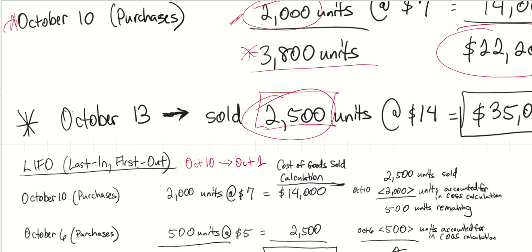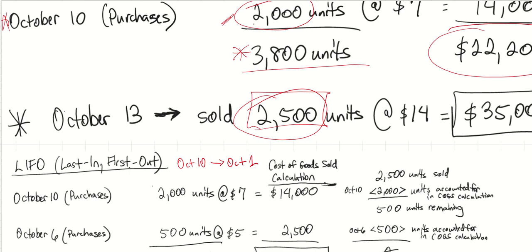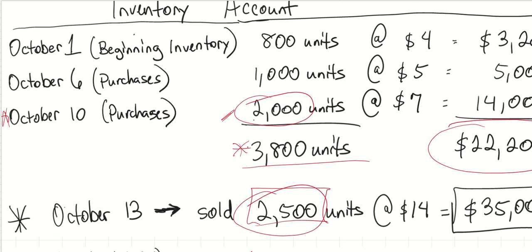That gives us $14,000. Here on the right side of the cost of goods sold, we see that we have 2,500 units that need to be accounted for because that's the number of units sold. Subtract out the 2,000 units that were included in this $14,000 in cost of goods sold. This leaves us with 500 units remaining. So I can go up here and draw a line through the October 10th batch because all 2,000 units are included in the cost of goods sold calculation.